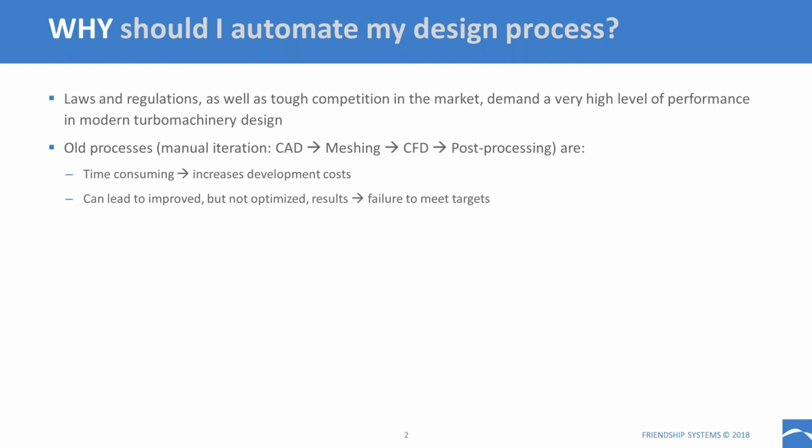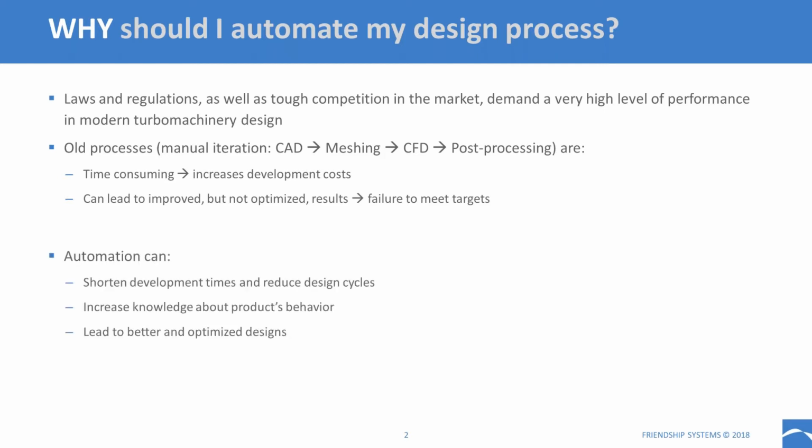And this kind of process can surely lead to an improved design if you're running through a couple of design variants and comparing them to each other, but not necessarily to an optimized result, which can lead to a failure to meeting your design targets. So what automation can do for you, and I think this is not a very disputed topic, I think all of you are very well aware of that, is that automation can shorten the development times, reduce your design cycles, lead to better and optimized designs.